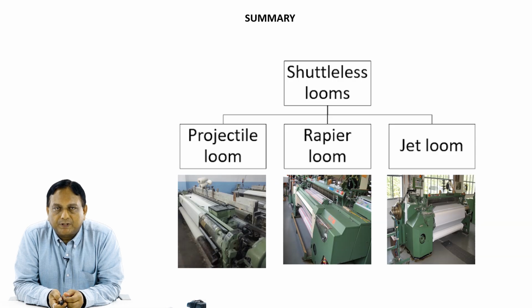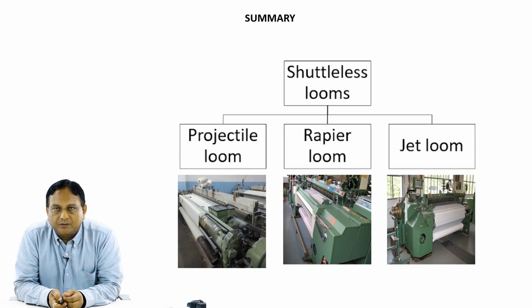Then also we have seen the projectile loom. Here no rapier is used or no water or air jet carriers are there. So here mainly the gripper is the projectile. So projectiles are there, a small gripper kind of attachment. Those kinds of looms are called projectile looms.